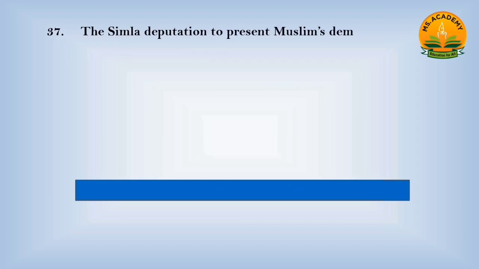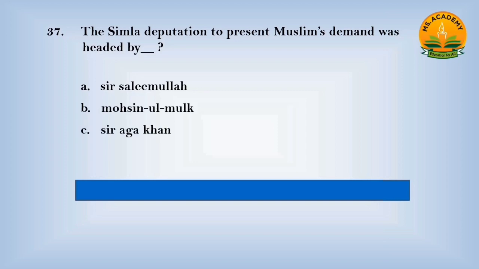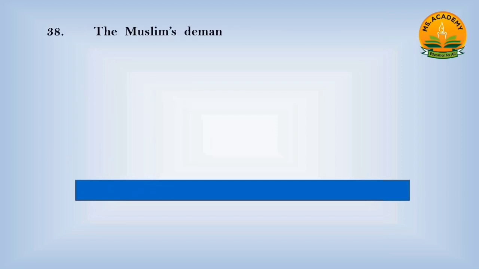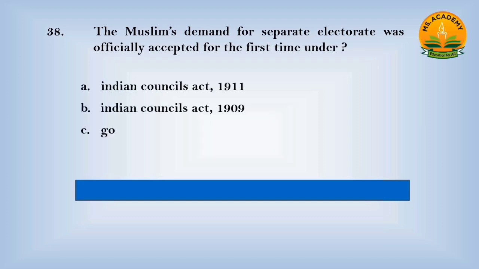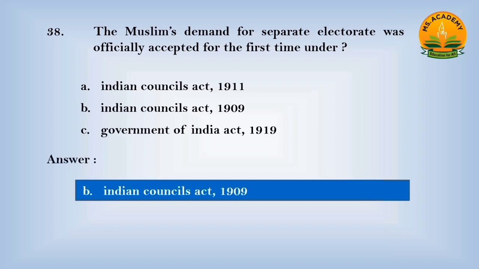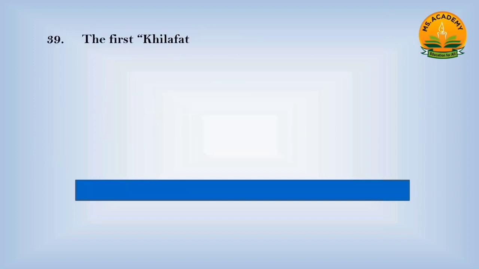The Shimla deputation to present Muslim demands was headed by A. Sir Salimullah, B. Mohsin ul-Mulk, C. Sir Agha Khan. Answer is C. Sir Agha Khan. The Muslim League demand for separate electorate was officially accepted for the first time under A. Indian Councils Act 1911, B. Indian Councils Act 1909, C. Government of India Act 1919. Answer is B. Indian Councils Act 1909.